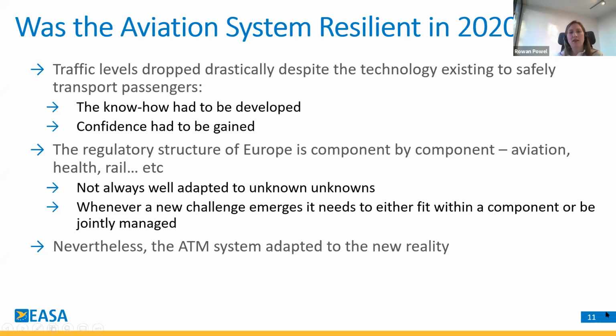And then another point when you look at resilience and regulators is that the structure of Europe is component by component. So we have an aviation agency, a health agency, a railways agency, and so on, which means we're not always well adapted to the unknown unknowns. Whenever a new challenge emerges, it needs to fit either within a component, hopefully, or then be jointly managed. And so if something emerges that has to be jointly managed at a period of crisis, that then really challenges the system, and it hugely increases our workload in point of fact. But nevertheless, I think the ATM system itself adapted to the new reality quite quickly. Next slide.